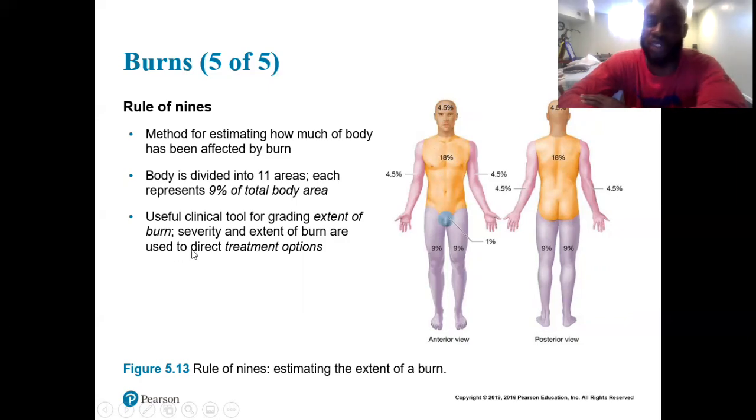And so that's how we get the percentages of the different parts of your body that have been covered by burns. So when you hear they burned 27% of their body, that's what they're talking about. This is how they get those numbers.